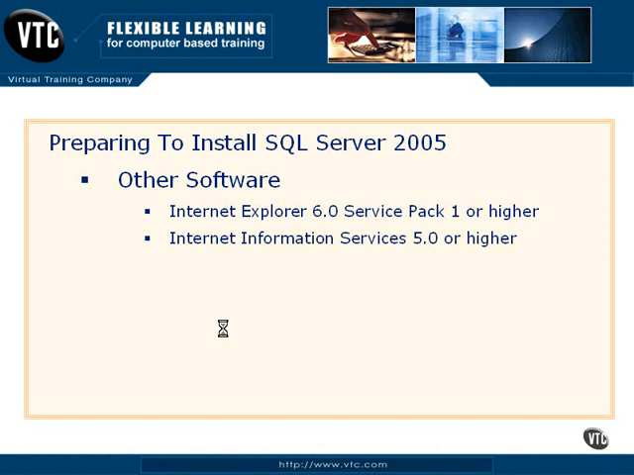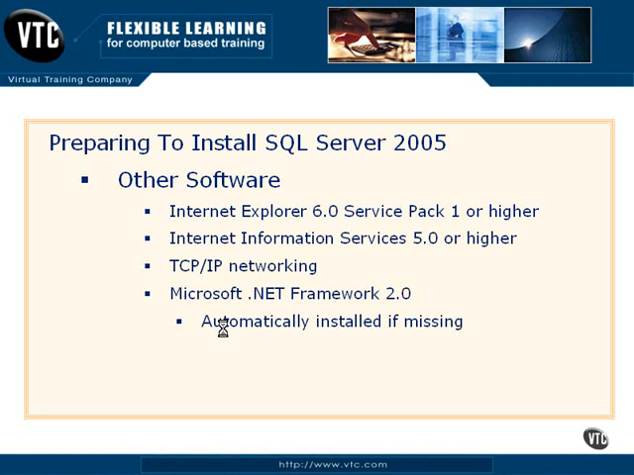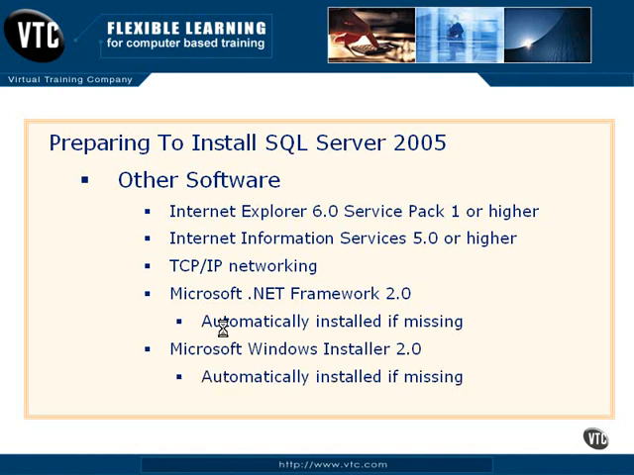TCP/IP networking, you'll need to have up and running. That's not a big one. Most people already have that going. This is kind of interesting. You do need the Microsoft .NET Framework 2.0. Now, you don't have to install this, though. If the installation detects that the .NET Framework 2.0 is not on your machine, it will automatically install it for you. The same thing goes for the Windows installer, which is an interesting little twist here.